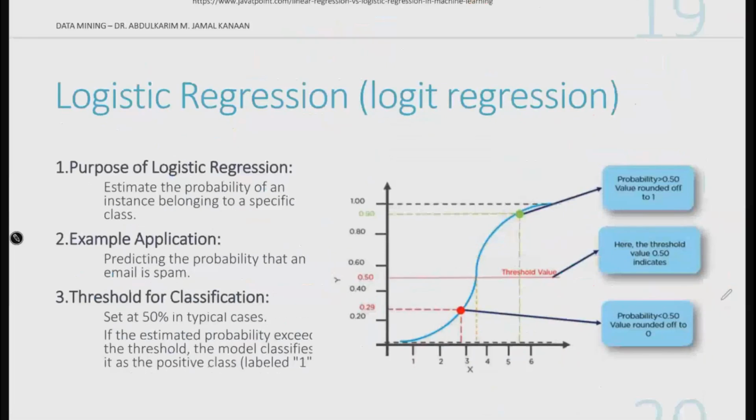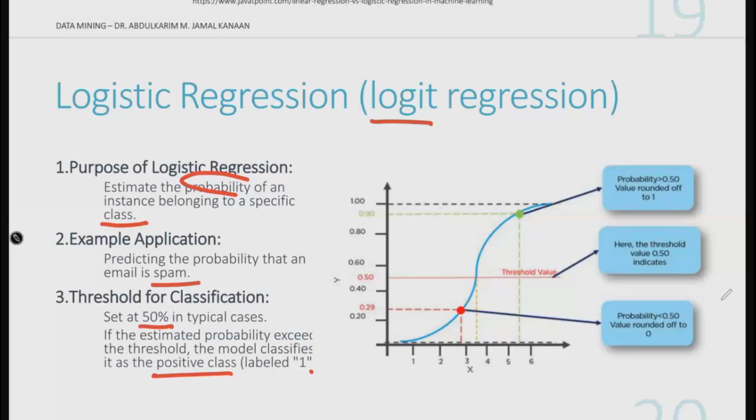So as I said, this is called logit regression. The purpose of logit is to estimate the probability of an instance belonging to a specific class, specific group. For example, an application predicting the probability that an email is spam. You're building a filter that helps you distinguish between ham and spam emails. The threshold of classification, in typical cases, is 50%. If the estimated probability exceeds the threshold, the model classifies it as the positive class, labeled 1.